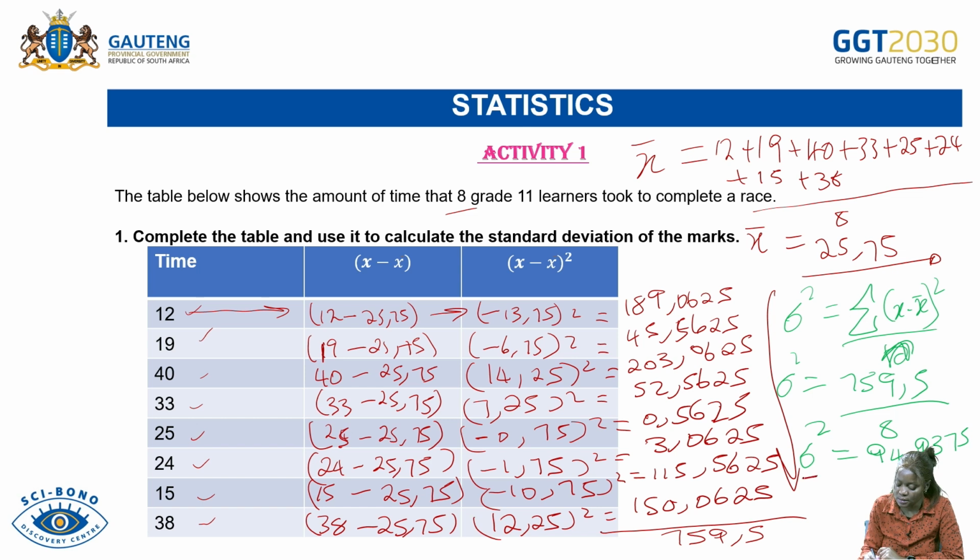Remember, this is your variance. They said we must find the standard deviation, so it means we need to continue. So you put a square root on both sides, and you'll get that your standard deviation equals the square root of the answer, which is going to give you 9.74. So your standard deviation is given as 9.74. I know it's a lot of work. I hope we all got the same answer.